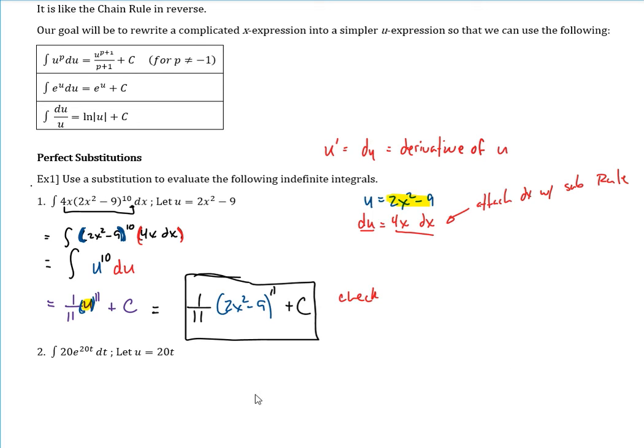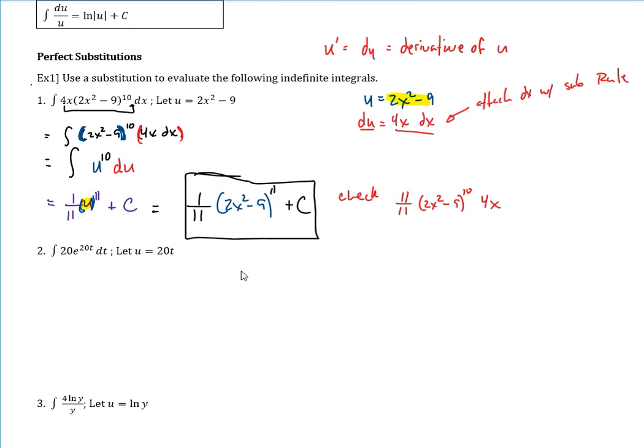The 11 would multiply the 1/11, so you'd have 11 over 11, 2x squared minus 9, minus 1 from the power would be 10, and then multiply by the derivative of this inside blue parentheses, which would be multiplied by 4x. And then the derivative of a constant is 0. Okay, so 11 over 11 just cancels. And notice it is the same as what we started with in our original integral. Okay, so that's that, except again, the order was a little rearranged. All right, so that's how we could do these problems.